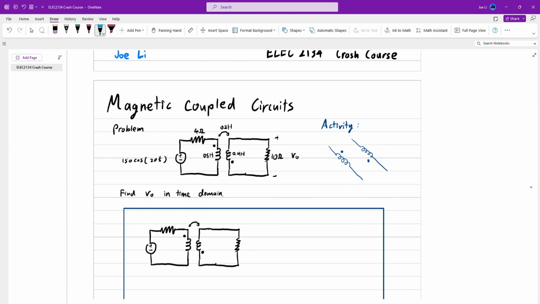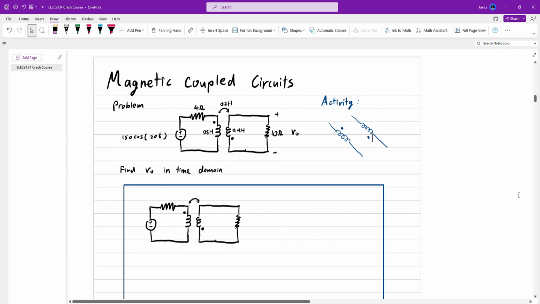You can also imagine that if the current goes in here, the current has to go all the way through the inductor and out here. So if you do this, you get positive here and negative here, which all lines up. So this is one way to remember, and I like to use this method to remember.